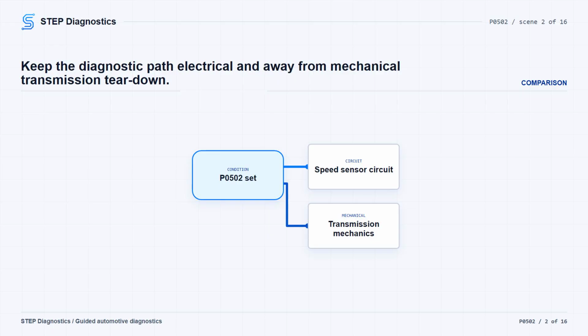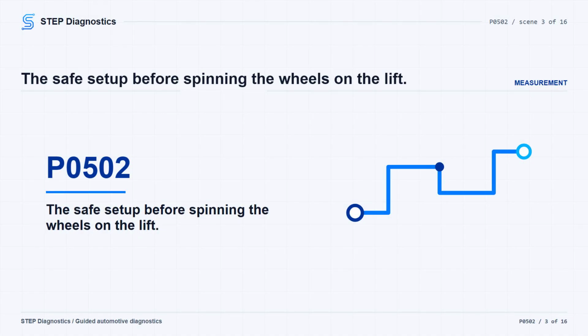The key point here is that this code is an electrical circuit problem. Do not chase a mechanical failure inside the transmission for this one. Before going into pinpoint testing, start with the basic system checks.